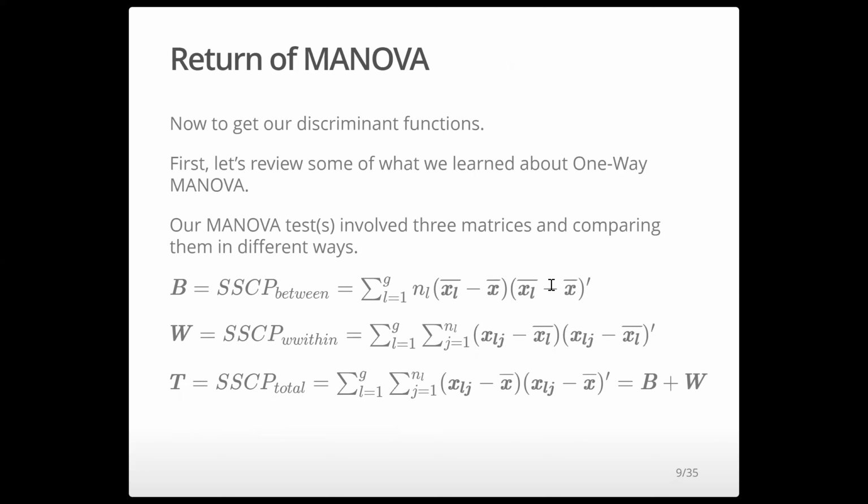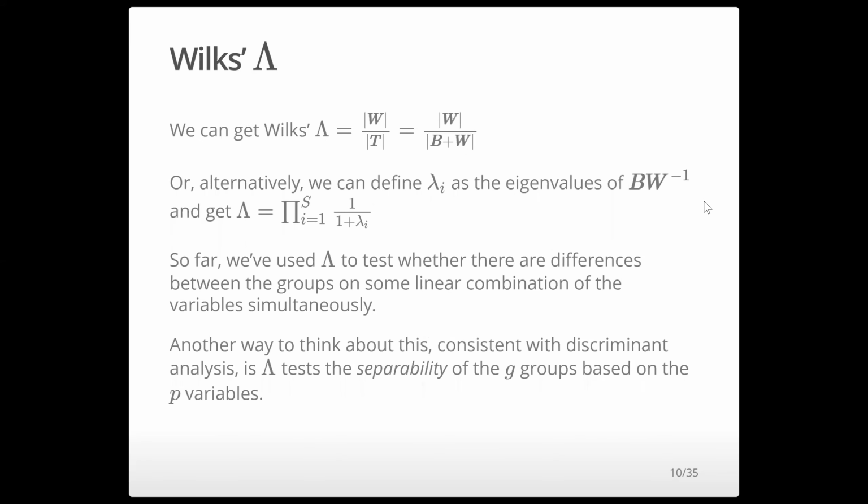To get our discriminant functions, we can start to think back to what we've learned about one-way MANOVA. When we did our one-way MANOVA tests, we looked at three different matrices and compared them in different ways. These were the SSCP matrices for between, within, and total. This is just up here for review, which shows how we computed them. We can get Wilks lambda as the ratio of the determinants of the within to total matrix. Or alternatively, we can get it as the product of 1 over 1 plus the eigenvalues of B times W inverse. These are two different routes to compute Wilks lambda.